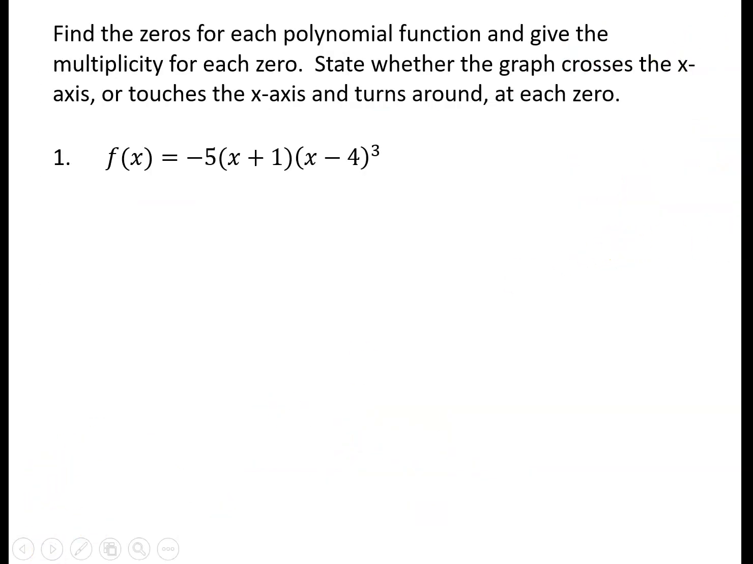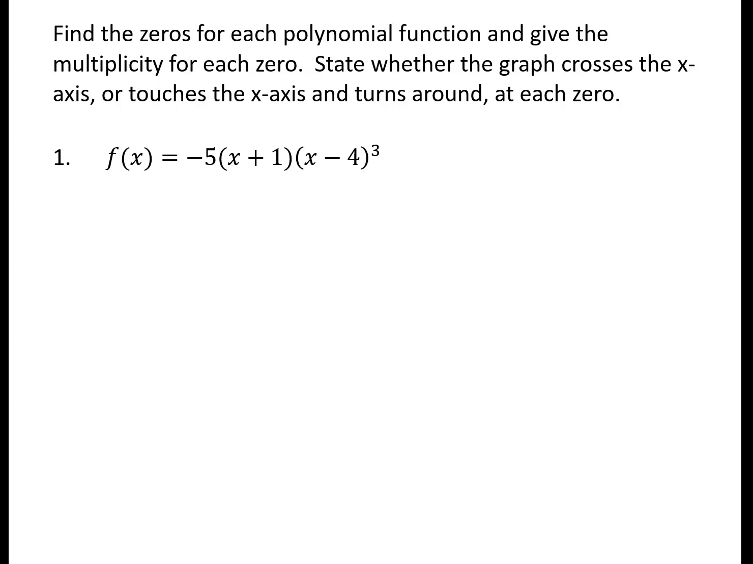So let's just practice that before we go on. Find the zeros for each polynomial function and give the multiplicity for each zero. State whether the graph crosses the x-axis or touches the x-axis and turns around at each zero. Okay, so here we are again with that function we looked at a moment ago that's already in factored form. Now again here, it is not necessary for me to multiply it all out. In fact, it helps me that it is factored.